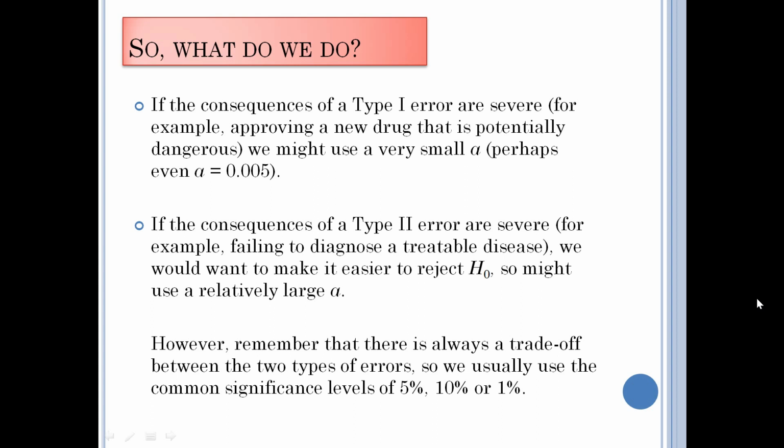Alpha in general could be any percent. The common values are 5%, 10%, and 1%. So if you want to reduce type 1 error, you want to use a small alpha. So you might end up using 1%. And if you want to reduce type 2 error, you will use a relatively large alpha. So you might end up using 10%. It really depends on what you are testing and what consequences you are looking for.